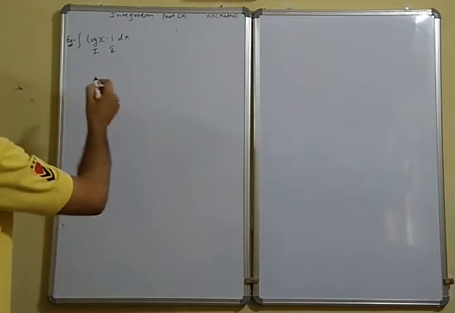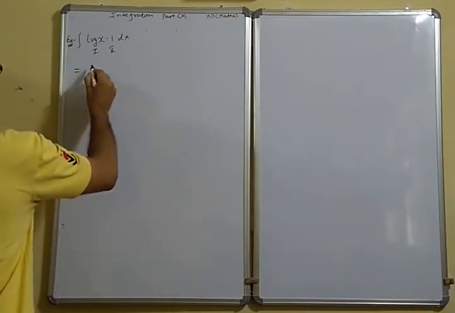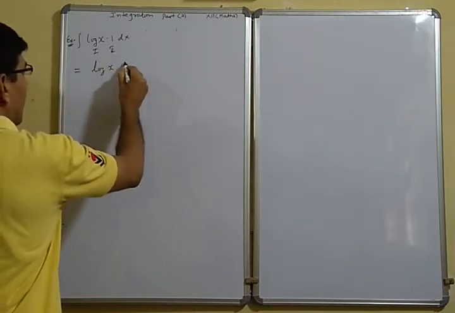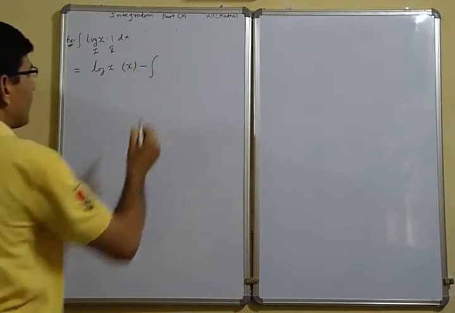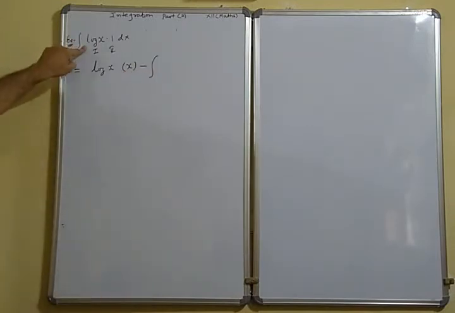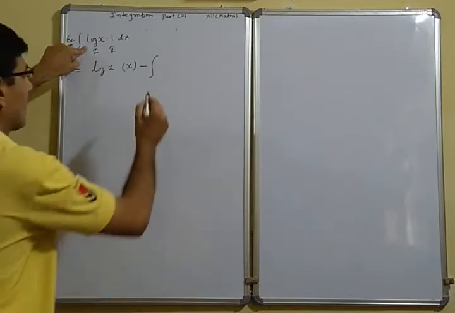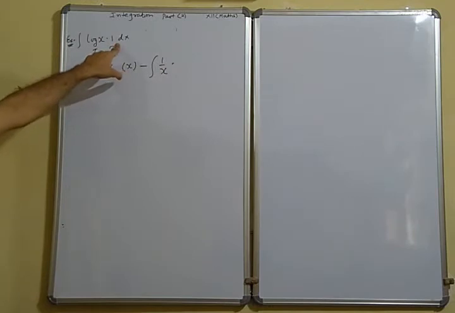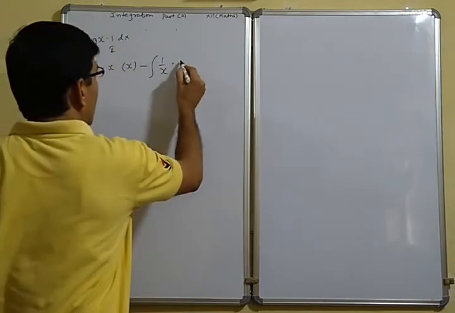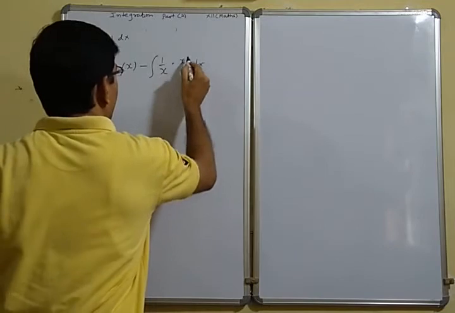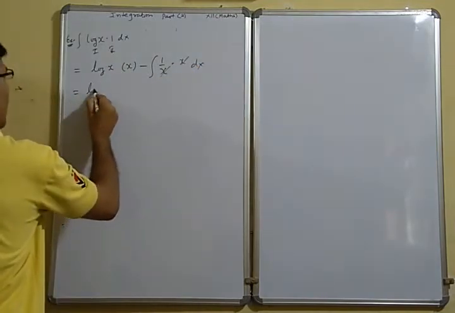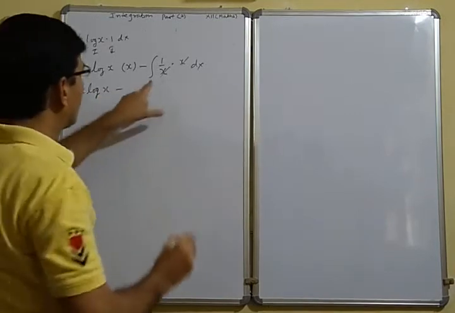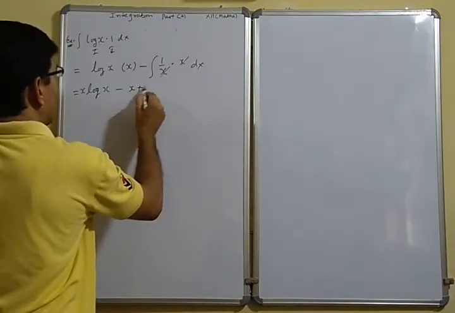Now use the formula: first function, that is log x, into integration of 1, that is x, minus integration of d by dx of first function, that is log x, is 1 upon x, into integration of second function, integration of 1 dx, that is x, dx. X cancel out, so it becomes log x into x minus integration dx, is equal to x log x minus x plus c.